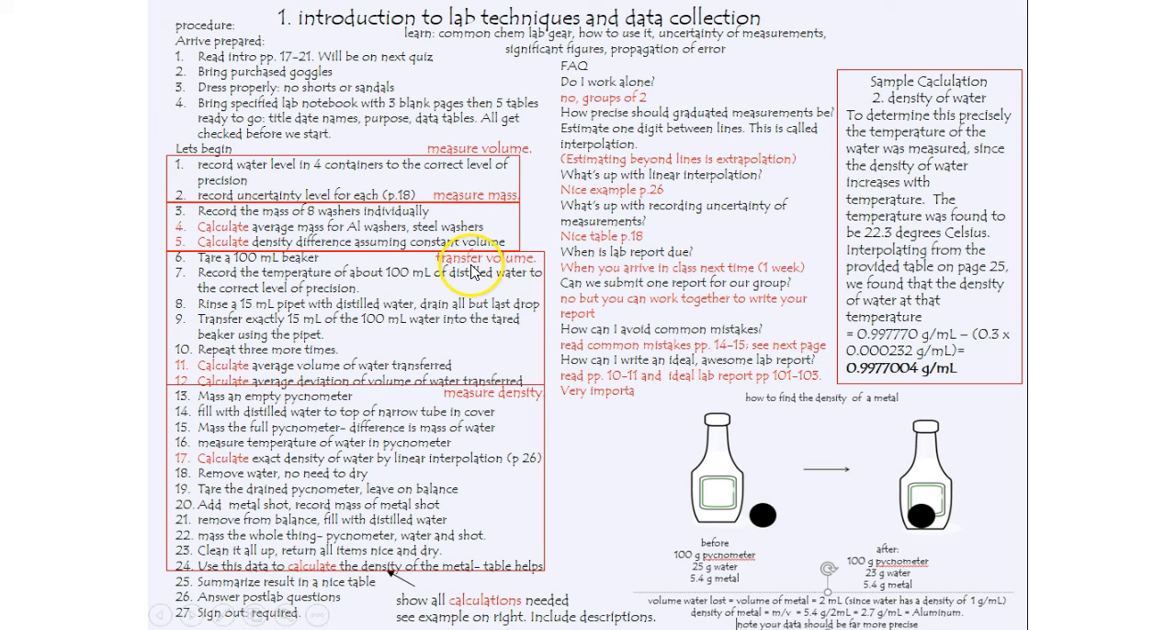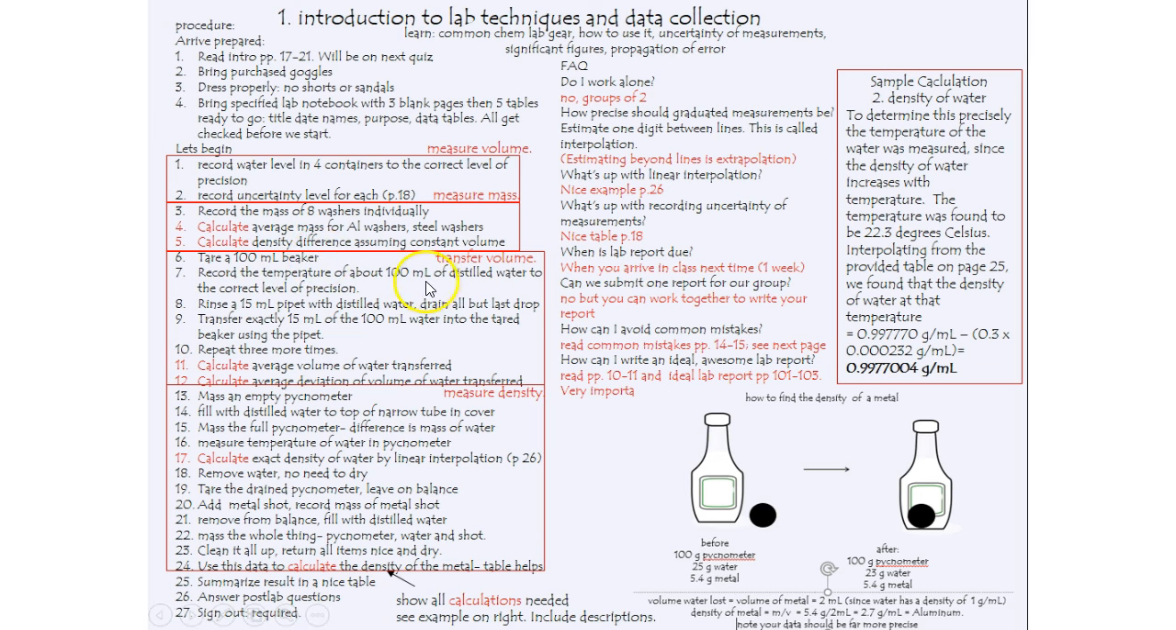Now it's time to transfer some volumes. So we'll tare a 100 ml beaker. This can involve either putting it on the balance and hitting the tare button so it reads 0, or simply having it read 0 and then write down its mass. In a crowded laboratory, you might have to do that. Find the mass of a 100 ml beaker and write it down.